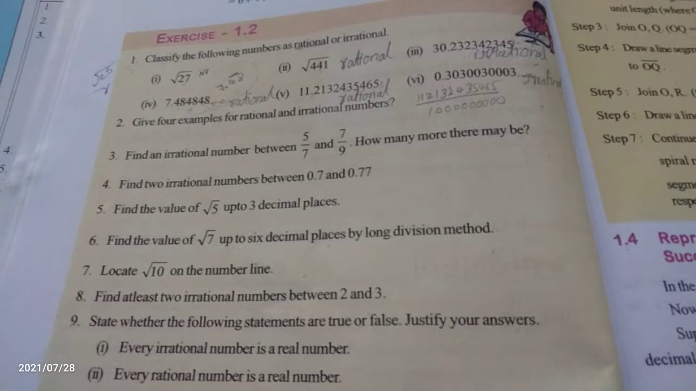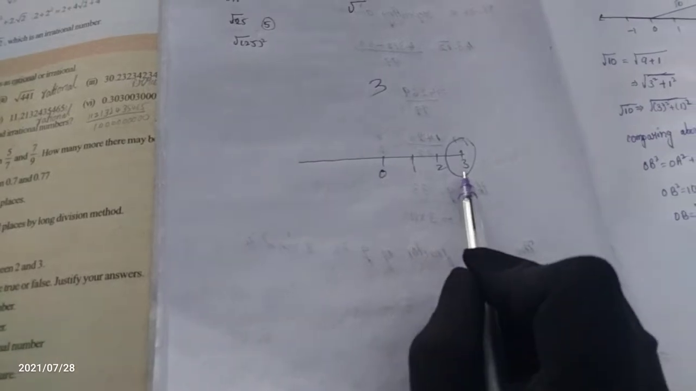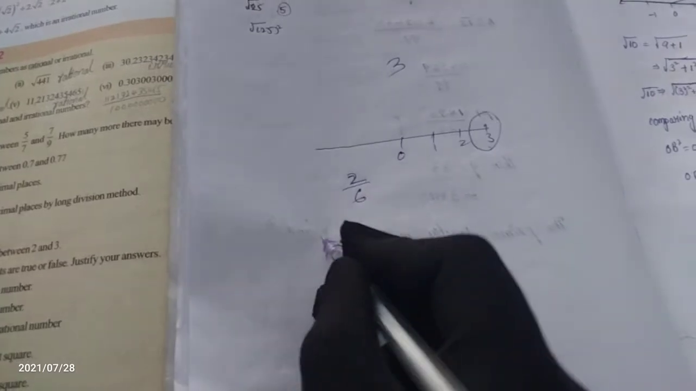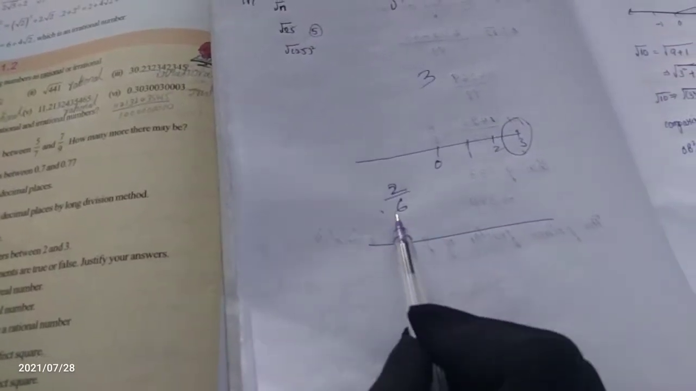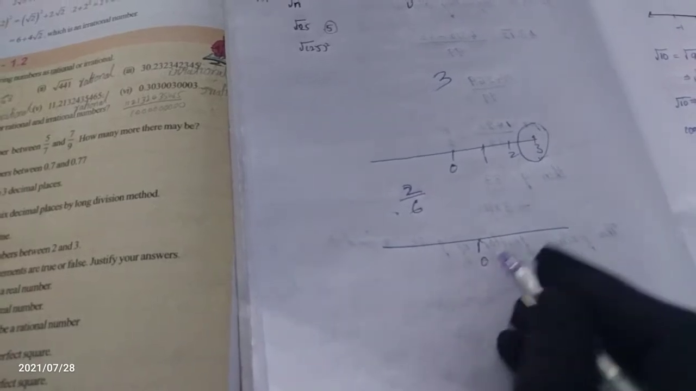How can we locate this value? In the earlier classes we were locating any numbers. If you want to locate 3 on the number line, what do we have to do? 0, 1, 2 and 3. Here is your number, plus 3. When we look at a fraction like 2 by 6, how can we locate it? It is also possible, with the help of minus 1 and plus 1.